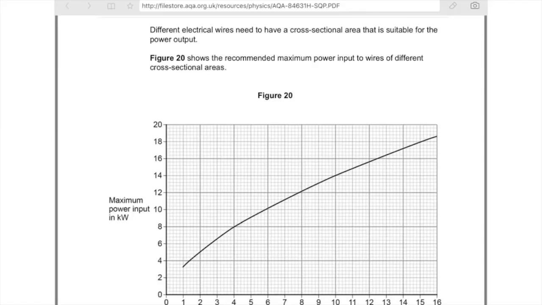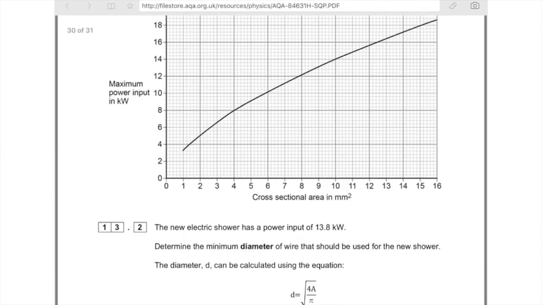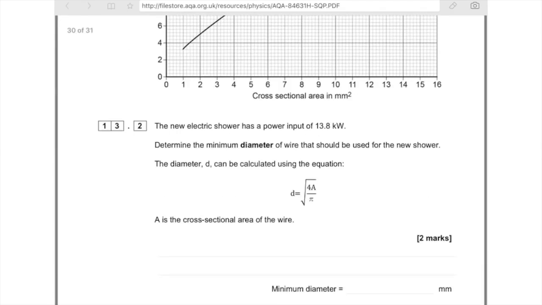Different electrical wires need to have a cross-sectional area that is suitable for the power output. Figure 20 shows the recommended maximum power input to wires of different cross-sectional areas. The new electric shower has a power input of 13.8 kilowatts. Determine the minimum diameter of wire that should be used in the new shower. The diameter D can be calculated using this equation where A is the cross-sectional area of the wire. Don't get too panicked. It's just a matter of substituting these numbers in.